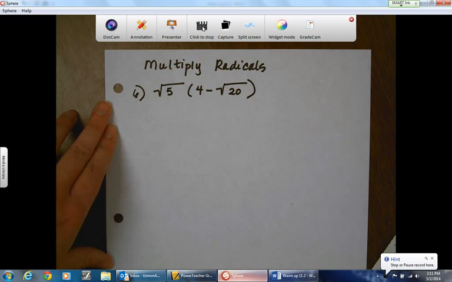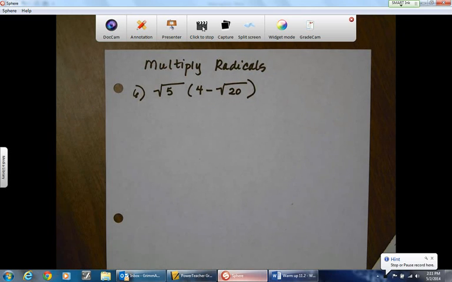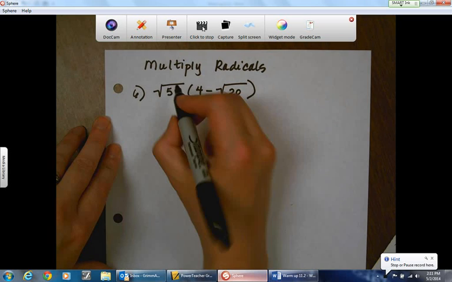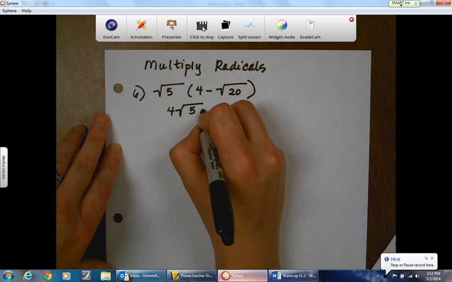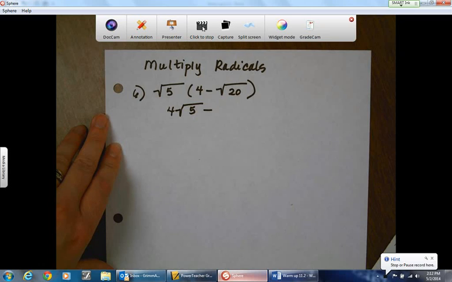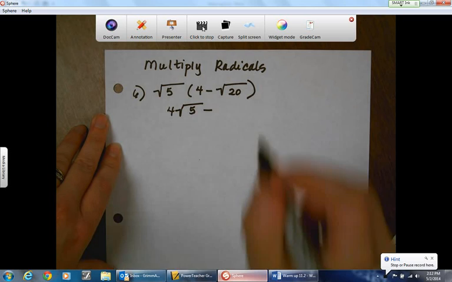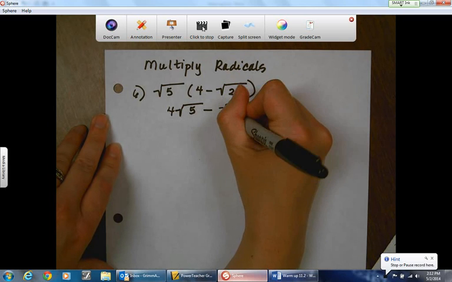Okay, so this has the same things we've done before, where this is the distributive property. So we are going to multiply the square root of 5 times 4. What would the square root of 5 times 4 be? Good. 4 square roots of 5 minus, what would the square root of 5 times the square root of 20 be? The square root of 100. Okay, now we start simplifying.